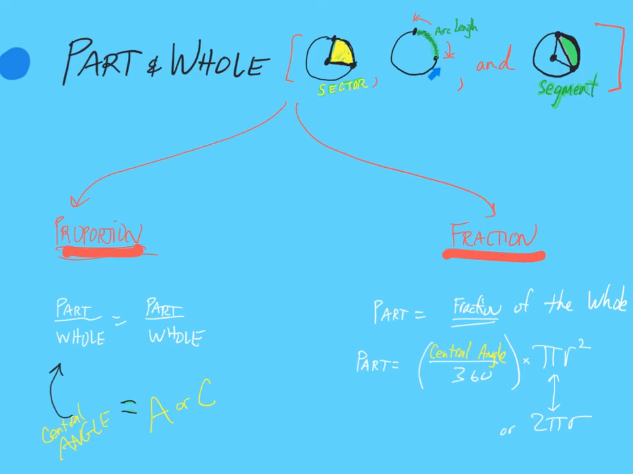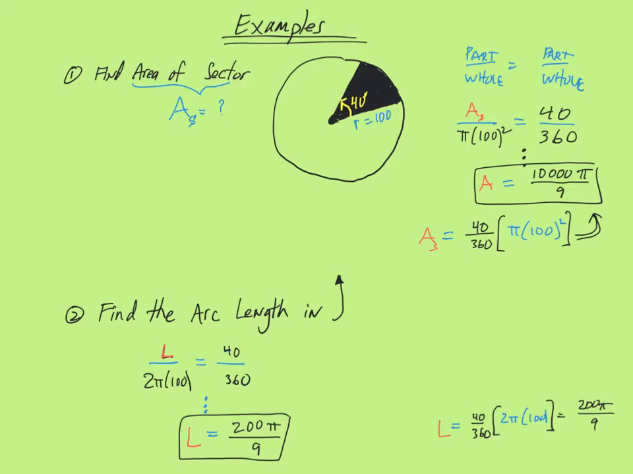If you're trying to find the arc length, same exact thing. What's the central angle? Because that divided by 360 would be the fraction of the total arc length, circumference. That would give us the arc length that we wanted. All right, let's see a couple of examples.